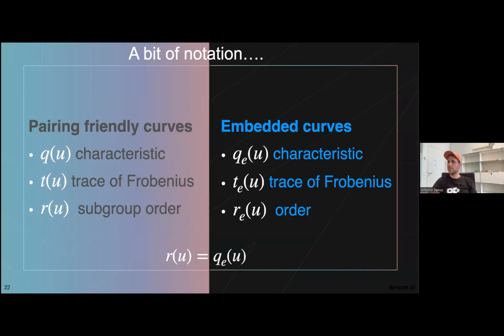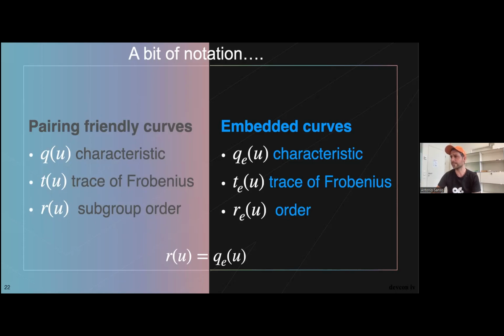So we just had the same notation before, where q was already the characteristic, but now at the moment we're working with a polynomial. So we have a q that is defined by a polynomial q(u), t(u) is the trace of Frobenius, and r(u) is the subgroup order. For the embedded curve, we have a subscript E, but since the embedded curves are built using the scalar field of the parameterized curve, you have that r(u) equals q_E(u). This is by definition.